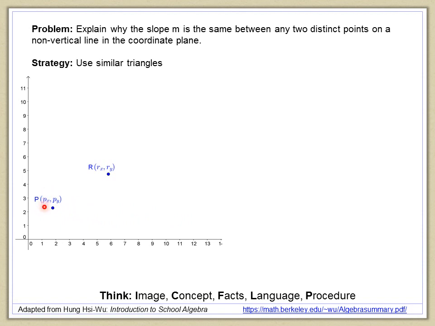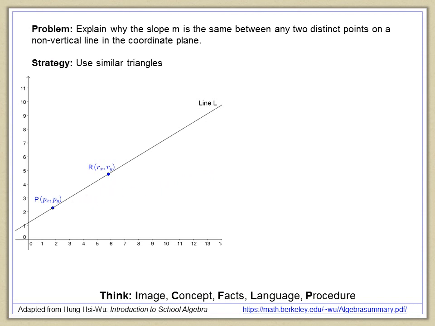So the names we'll give them is Px will be the x-coordinate of P, and P subscript y will be the y-coordinate of the point P. And likewise, Rx and Ry represent the horizontal and vertical components of the point R as well. Now these 2 points, because one is not above the other, we can agree that Rx is not going to be equal to Px. Otherwise we'd have a vertical line, and we're not looking at vertical lines.